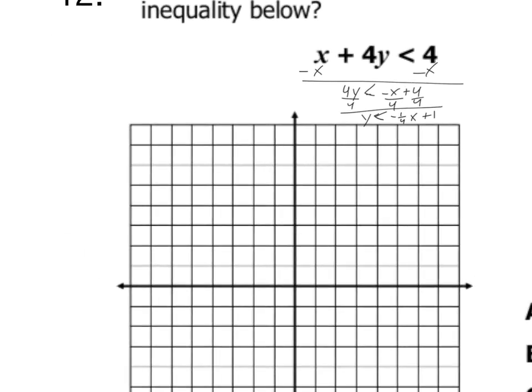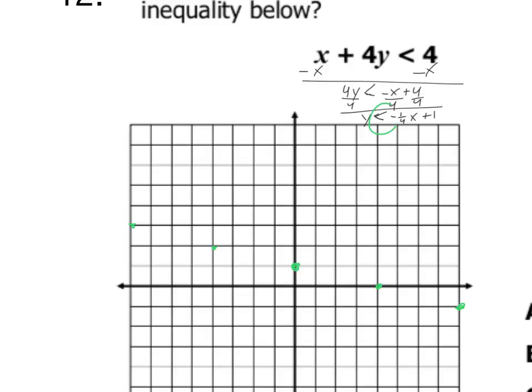So your y-intercept would be 1, which is right here. And your slope is -1/4, so you'd go down 1 and to the right 4. Just like that. Or you go up 1 and to the left 4.